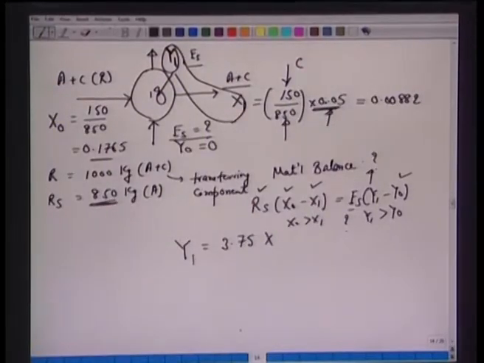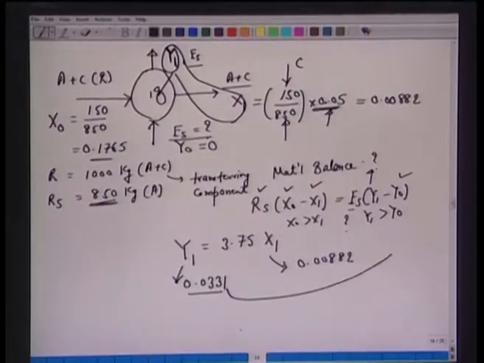y equals 3.75 x is applicable for the exit y1 and x1. So, we can write y1 as 3.75 times x1. x1 is known to us, 0.00882. If we substitute here, we get y1 equal to 0.0331. Now, we know y1 and we can substitute it in the previous species balance to obtain the amount of ES, very simple algebra, to obtain 4306 kg per hour. So, this is all in kg per hour here.